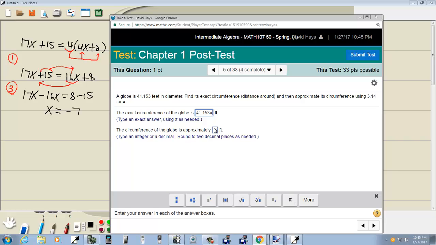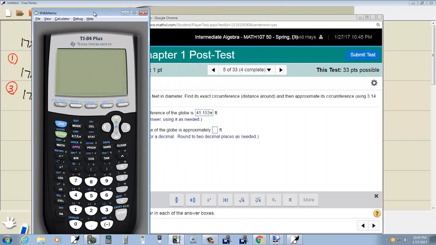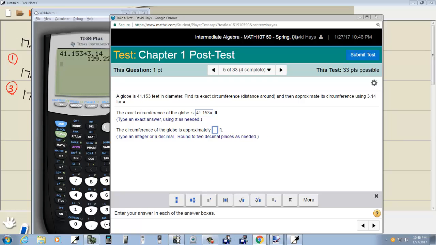And then approximately, so we'll take that 41.153 pi, but they tell us to specifically use 3.14. You want to make sure you don't use the pi on your calculator. You want to use that. It says round 2 decimal places. That would be 129.22.